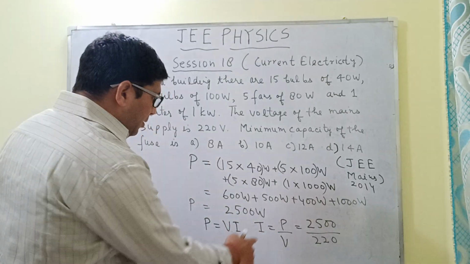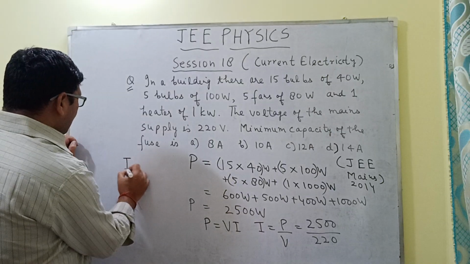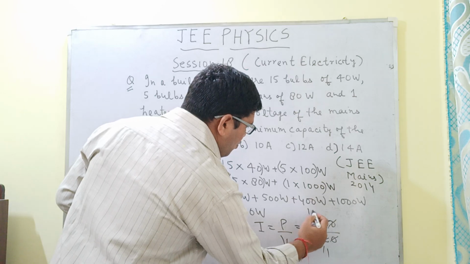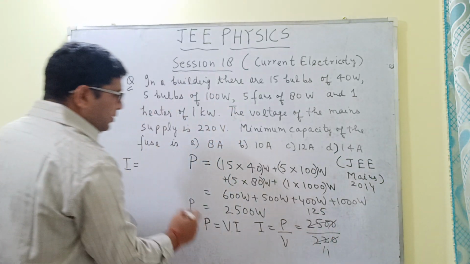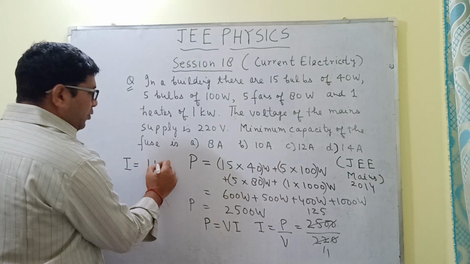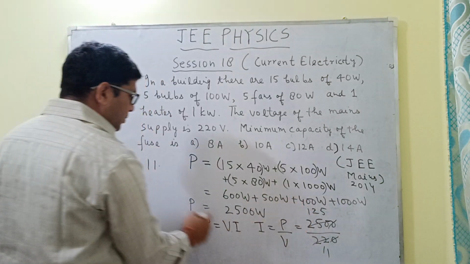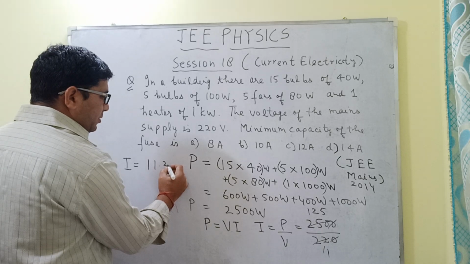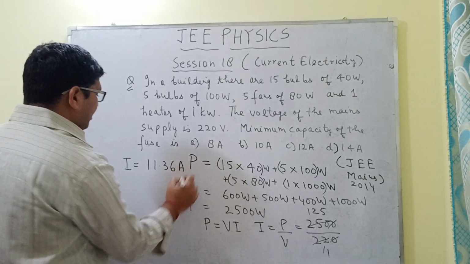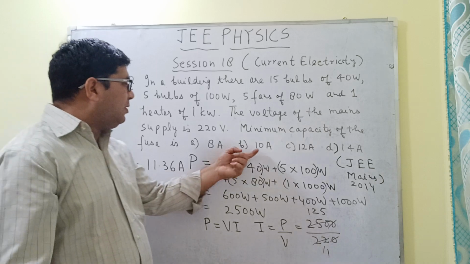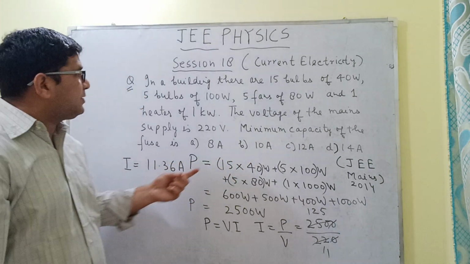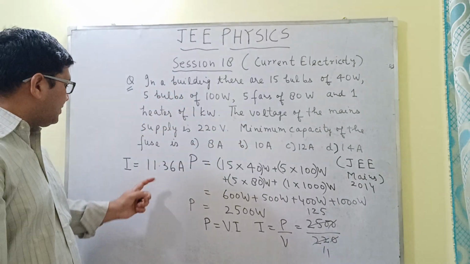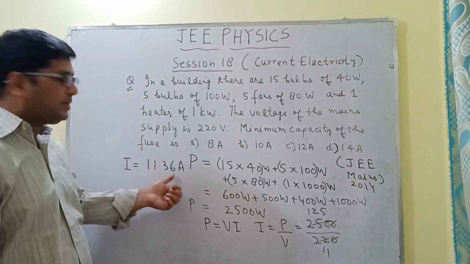So now here the value of I is equal to 2500 upon 220, which is equal to 11.36 ampere. So the maximum current which will flow through the electrical circuit when all these electrical appliances are running at the same time will be equal to 11.36 ampere.